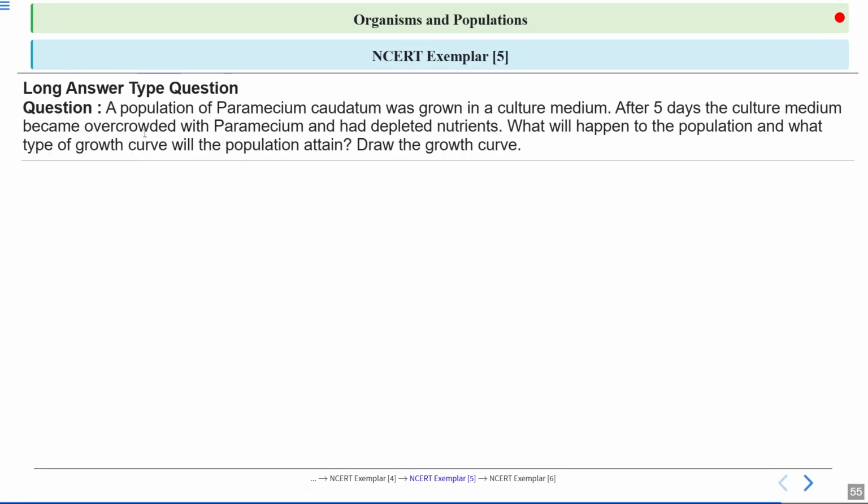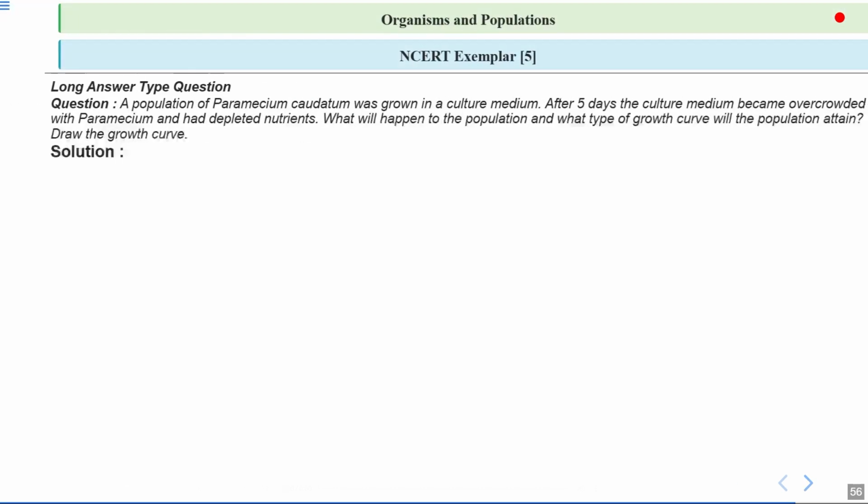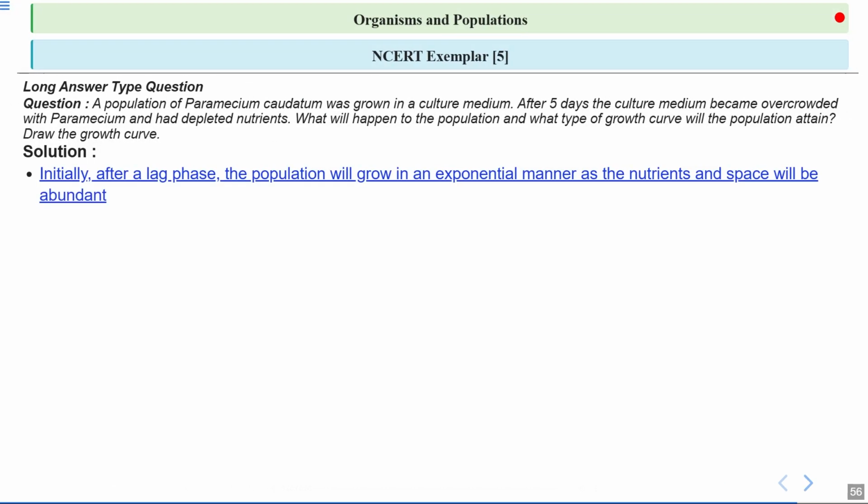Next one, a population of Paramecium caudatum was grown in a culture medium. After 5 days, the culture medium became overcrowded with Paramecium and has depleted nutrients. What will happen to the population, and what type of growth curve will the population attain? You have to draw the growth curve. Let's have a look at the answer.